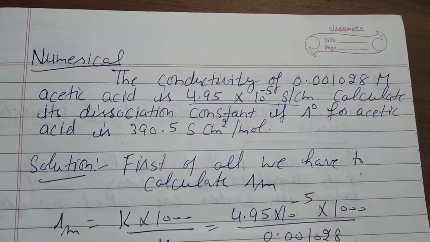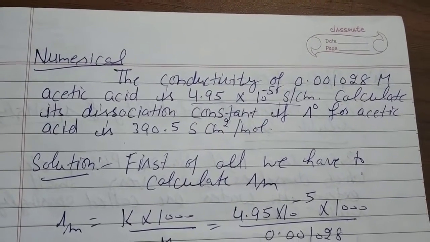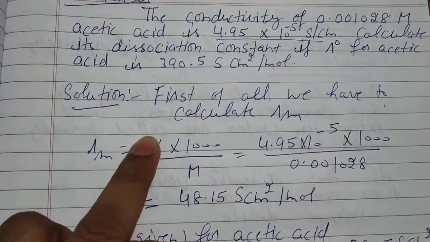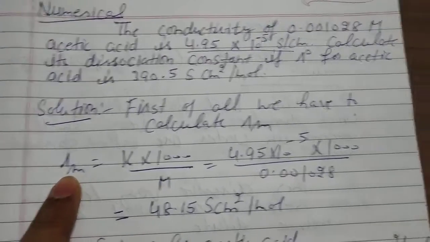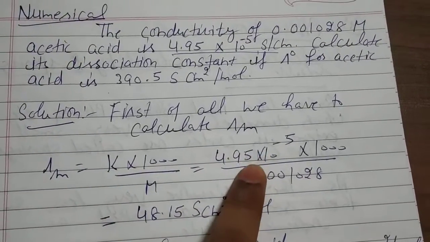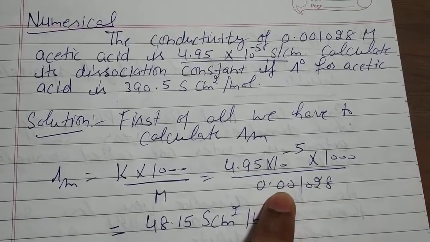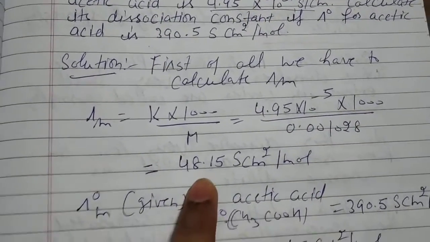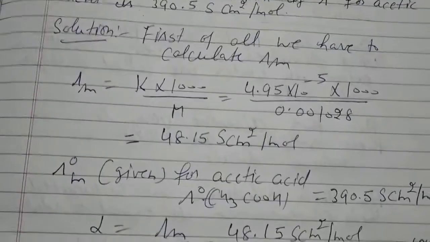0.001028 M, at the end M is written, it means molarity. Conductivity kappa 4.95 into 10 raised to power minus 5 Siemens per centimeter is given. So kappa is given, molarity is given. So molar conductivity at any concentration can be calculated. So kappa value is 4.95 into 10 raised to power minus 5. Molarity value is 0.001028 and 1000 is multiplied. So the lambda m is 48.15 Siemens centimeter square per mole.